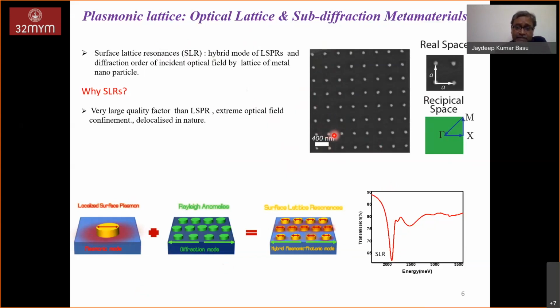But apart from that, when you put them in this array, you end up with a very sharp mode. This is the transmission as a function of energy, which is usually what people measure as the optical transmission, or absorbance, which will be a peak for an individual particle. But when you put them in this type of regular array, you end up with this particular mode, which is, as you can see, much sharper and very well defined. And this you can also tune.